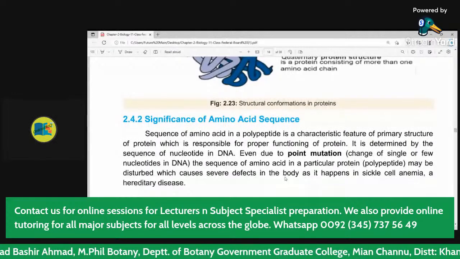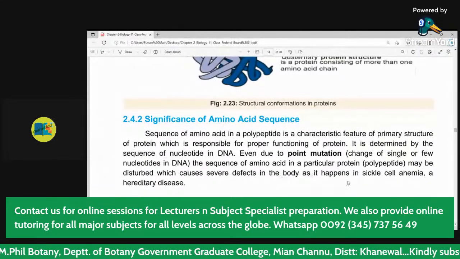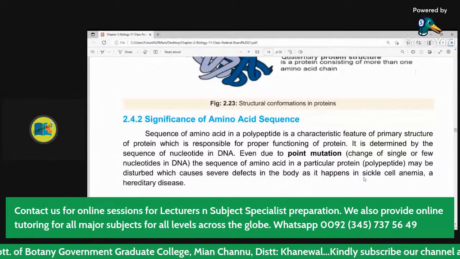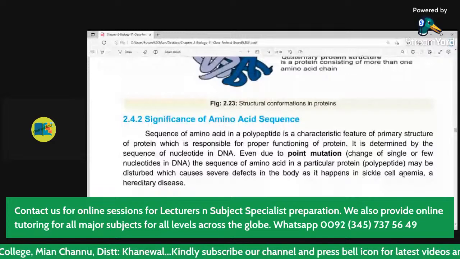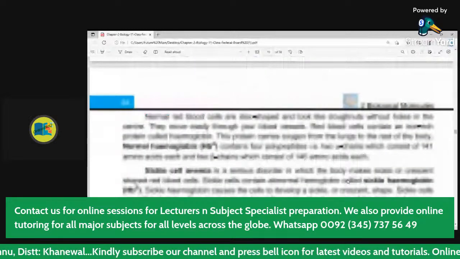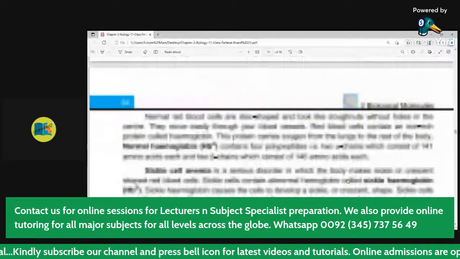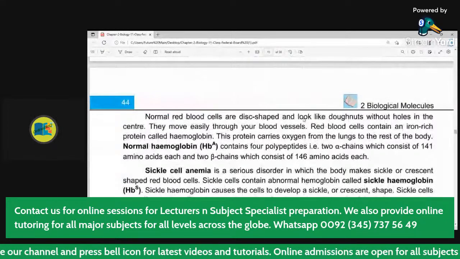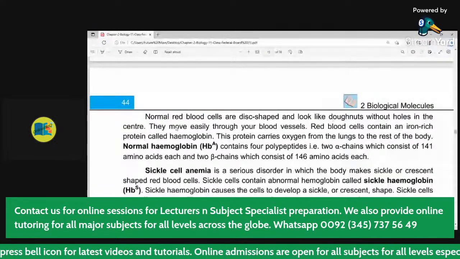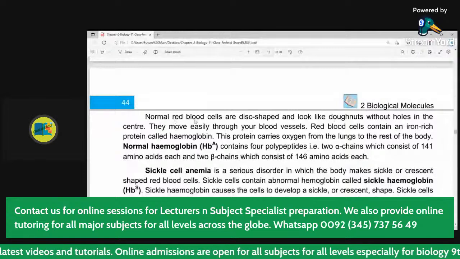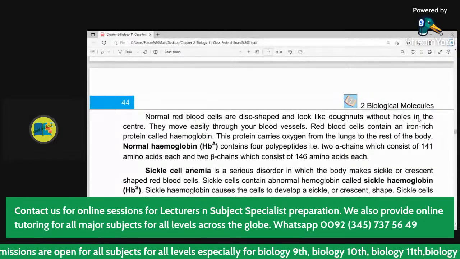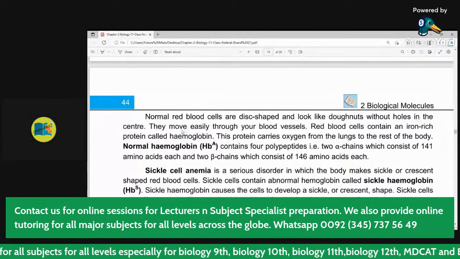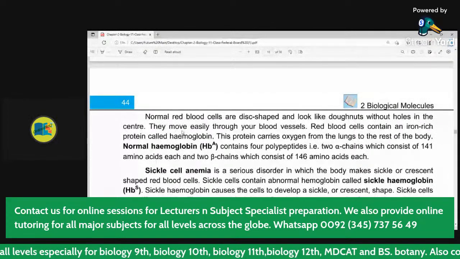So it is exemplified by this disease, sickle cell anemia. Here we see it in detail. Normal red blood cells are disc shaped and look like doughnuts without holes in the center. They move easily through our blood vessels.